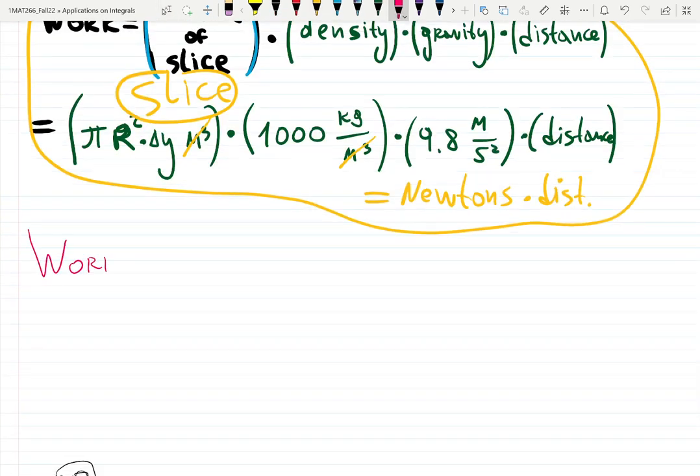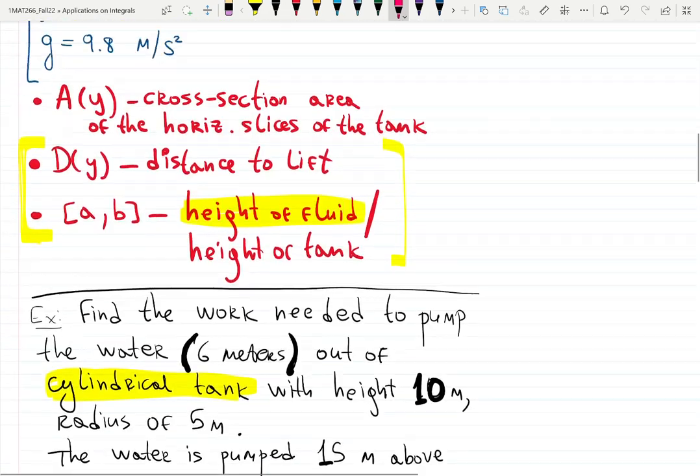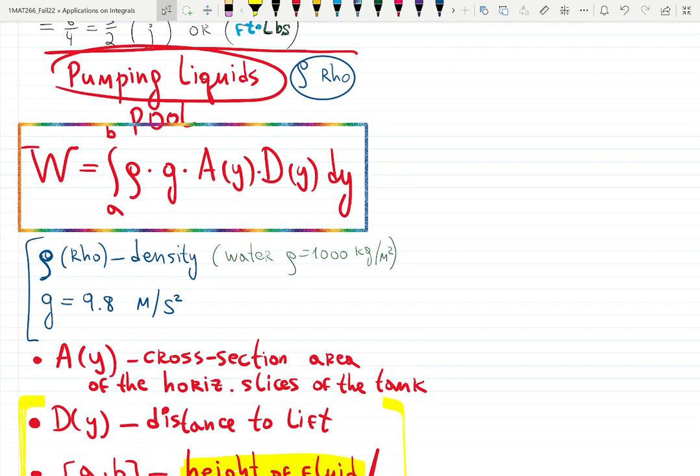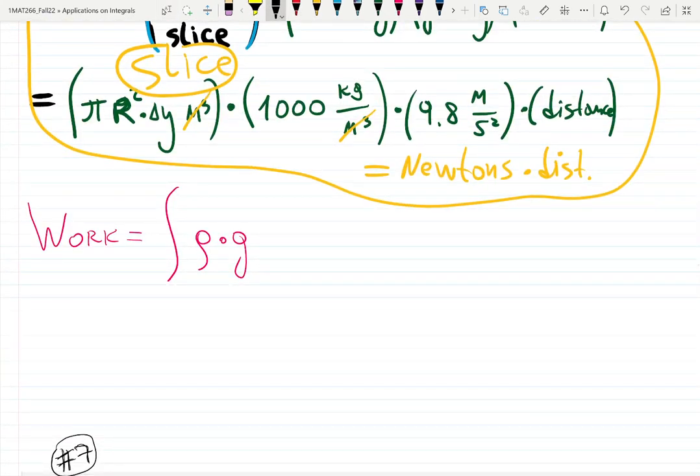Work equals integral. I always put in front rho times g. That's what we had in the formula. I can actually scroll and show you this. Here it is, rho times g, area times distance, dy. So this piece, area times dy, is volume. D is distance, how far to lift. A and B, from where to where. So let's do it. These coefficients are mostly the same unless you have different liquids. They will give you different ones.